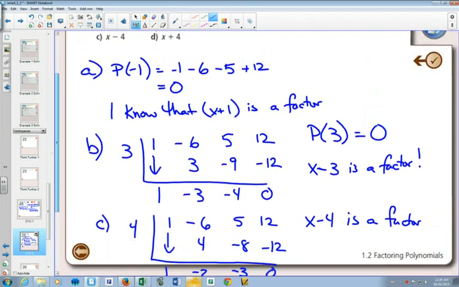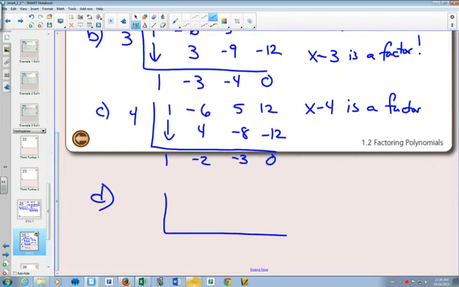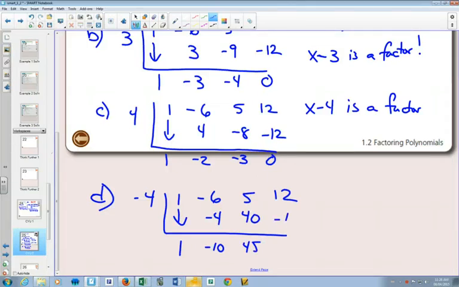The last one is x plus 4, so in synthetic division I think would be the best in that case. 1, -6, 5, 12. Bring down the 1, -4, -10, 40, 45, -180, -168 as a remainder. What does that mean? x plus 4 is not a factor.